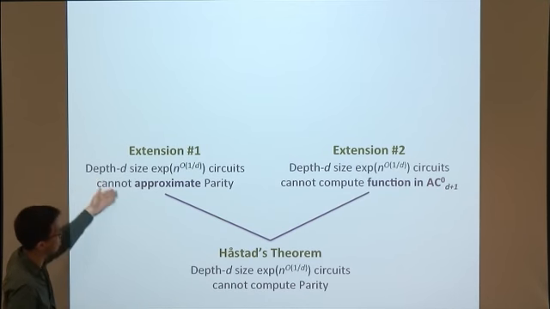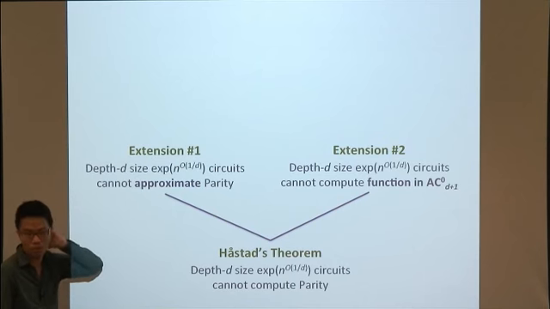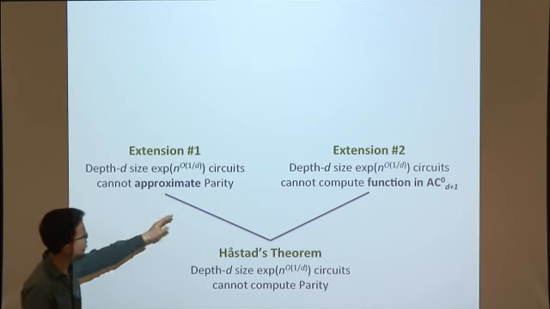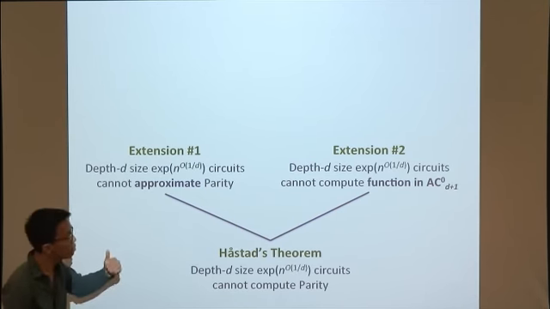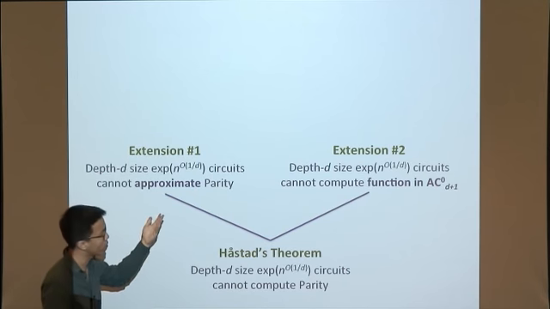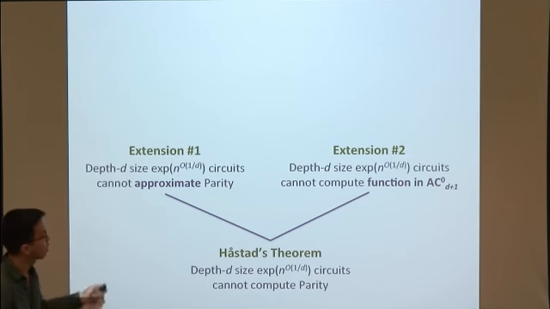We have two extensions that feel somewhat different. One is that depth d circuits of that size cannot even approximate parity to 51%. The second one is that we don't consider parity, we consider a much simpler function, and we get the same kind of lower bound against the same kind of circuits.